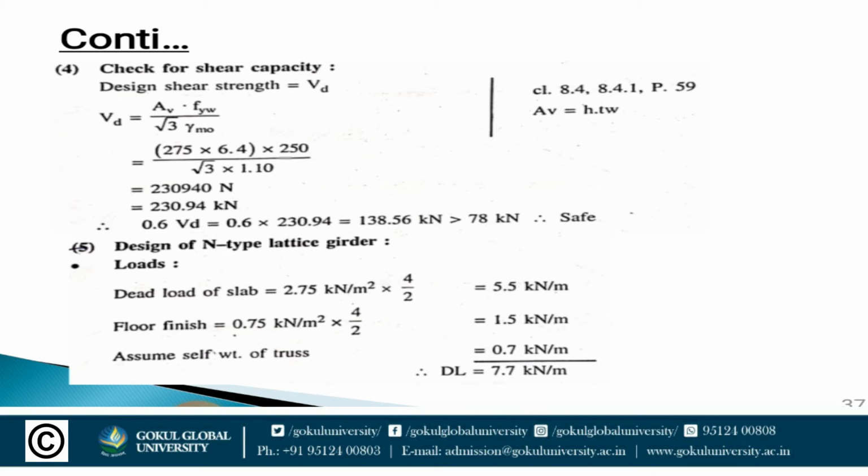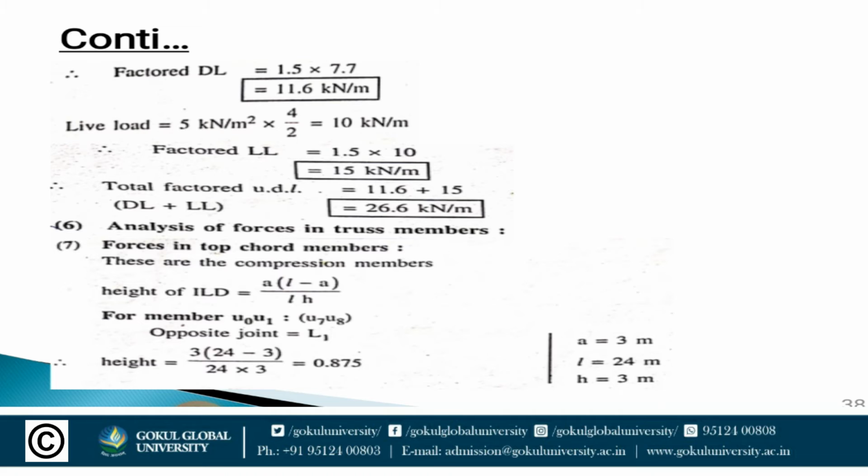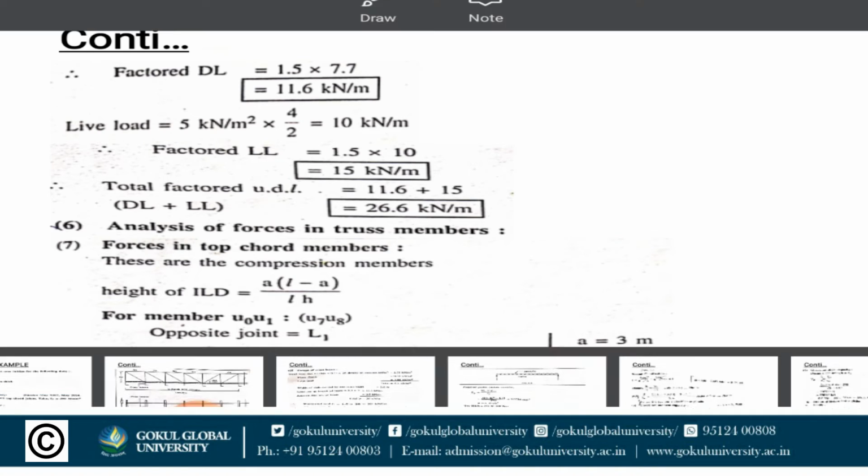First we analyze loads. Dead load on slab is equal to 2.75 kilonewton per meter square. Width of walkway is 4 divided by 4, center 5.5 kilonewton per meter. Floor finish 1.5 kilonewton per meter. Assume self weight 0.7. We got the dead load. Then we make the factored dead load, then the factored live load, and the total factored UDL is equal to 26.6 kilonewton per meter.